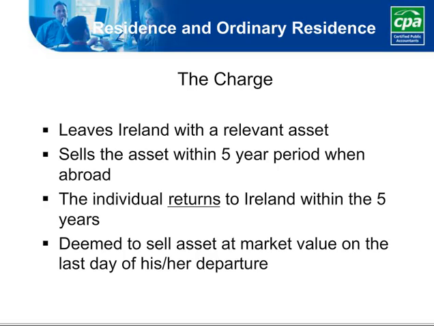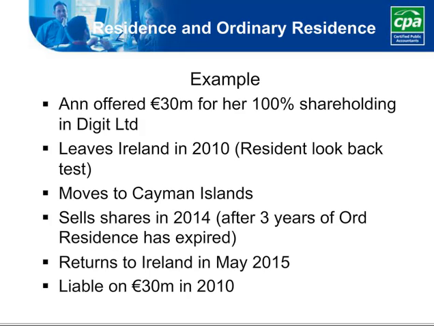So the charge then is that if you leave Ireland with a relevant asset, just imagine them going through the airport with the relevant asset, which is the shares. They sell the asset within a 5-year period when abroad. Okay, now if it's a treaty state, they might sell it within the 3-year period. Therefore, they're not worried about the ordinarily resident rule. If it's a non-treaty state, they'd probably sell the asset between the 4th and 5th year. If that happens, and if the individual returns to Ireland within the 5 years, then the individual is deemed to sell the asset at market value on the last day of his or her departure. So it's a deemed disposal.